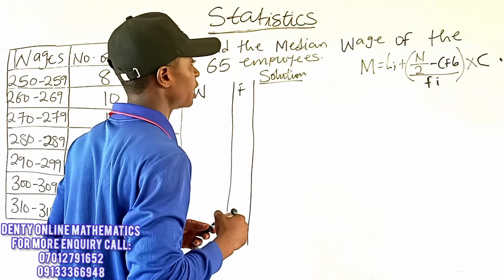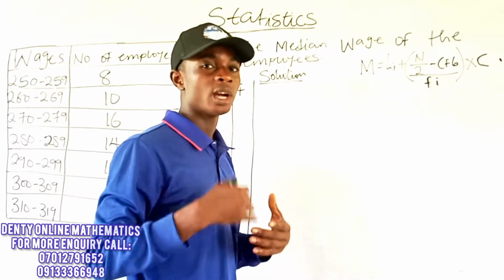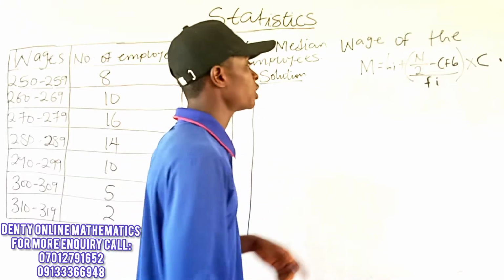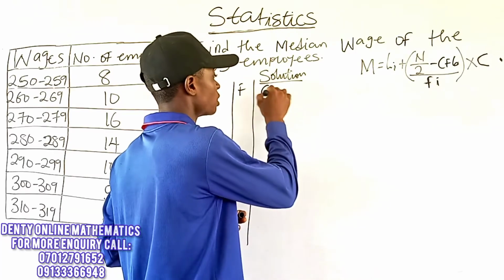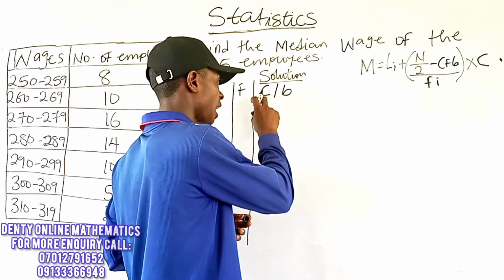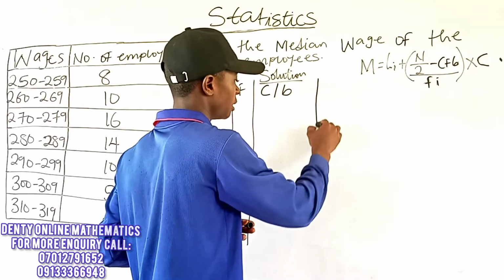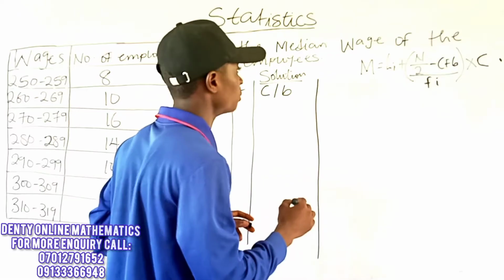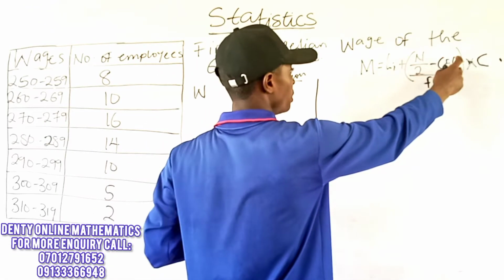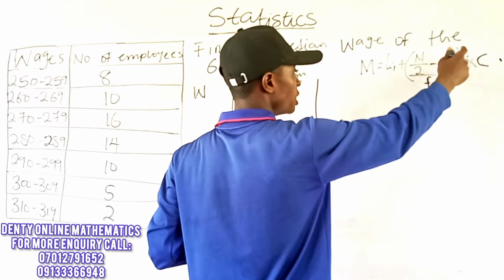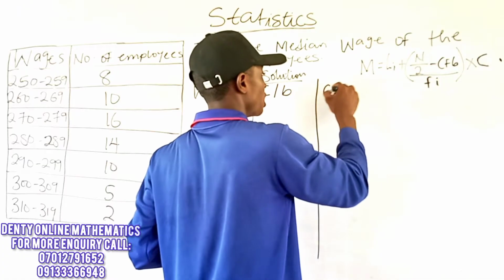And then I'll put my next column for what? L subscript I means lower class boundary. Lower class boundary, which means for me to be able to solve this, I need the column for what? Class boundary. So I will call class boundary C/B. Class boundary C/B. And then I'll put in that column. The next one is what? CFB, cumulative frequency before. That means I need another column which is called the cumulative frequency.